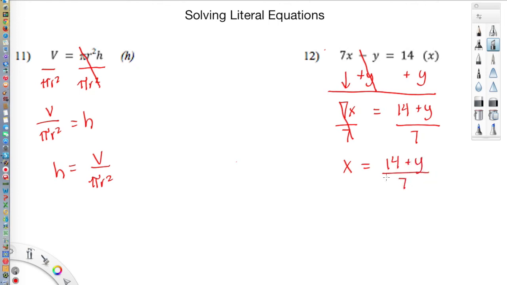Now we could take this one step further. I could factor a 7 out of the 14, and you could also write it like this. 14 divided by 7 is 2. I just have to distribute, plus y divided by 7. See, what I did was I need to divide both of these terms by 7. It's kind of like the distributive property, but instead of multiplying, I'm dividing both terms by 7. And here's my final answer in simplest form.